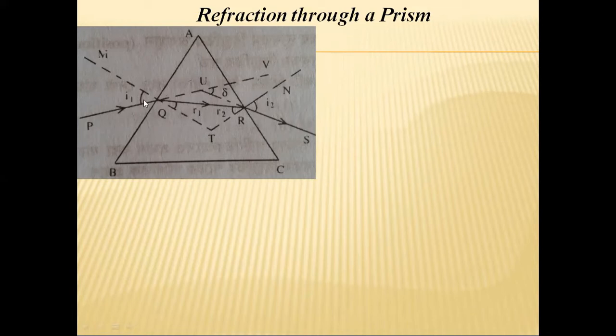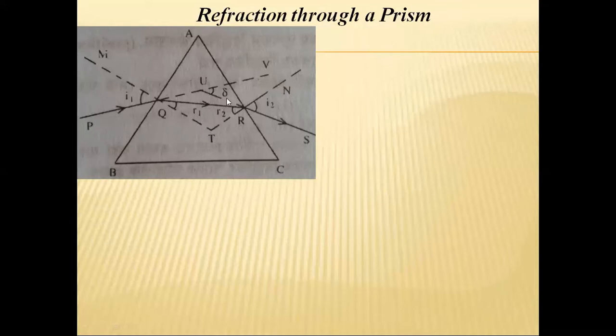So there are two incident angles and two refractive angles. If the light ray comes from rarer to denser, then it comes toward the normal, and when the light ray goes from denser to rarer, then it goes away from the normal. For this reason, this kind of bending has happened, and this is called the angle of deviation.